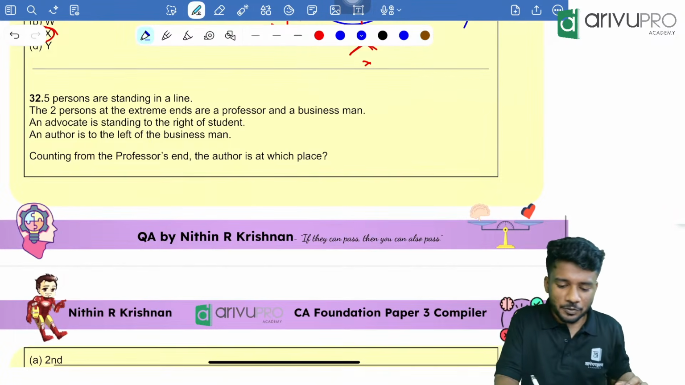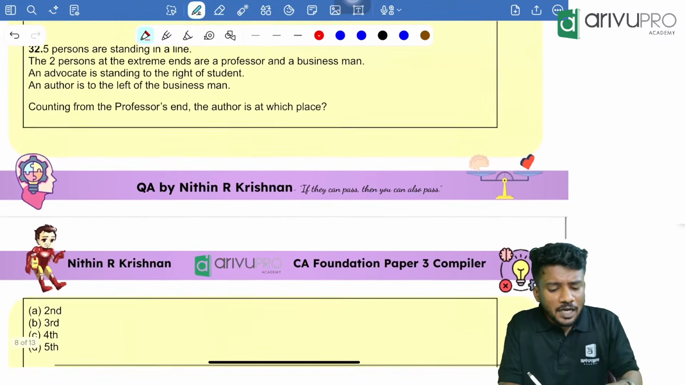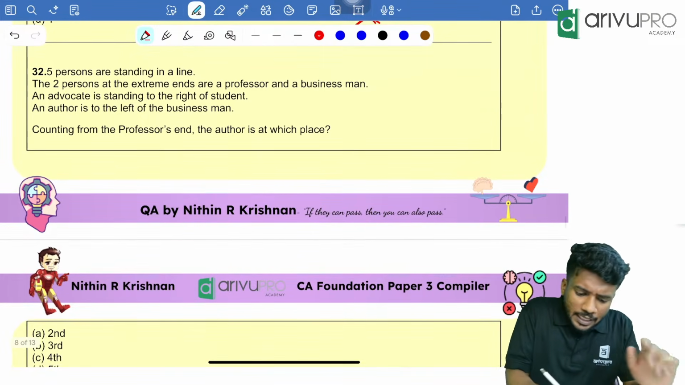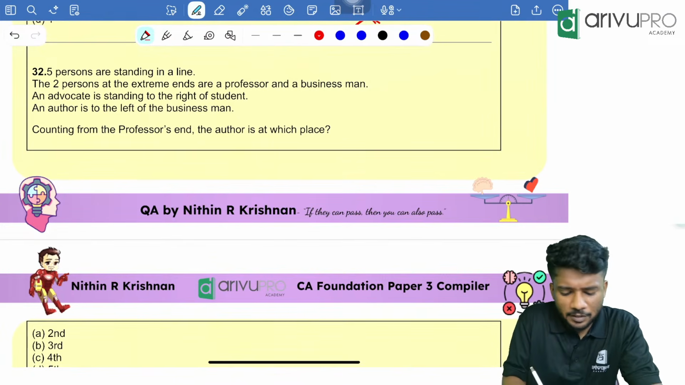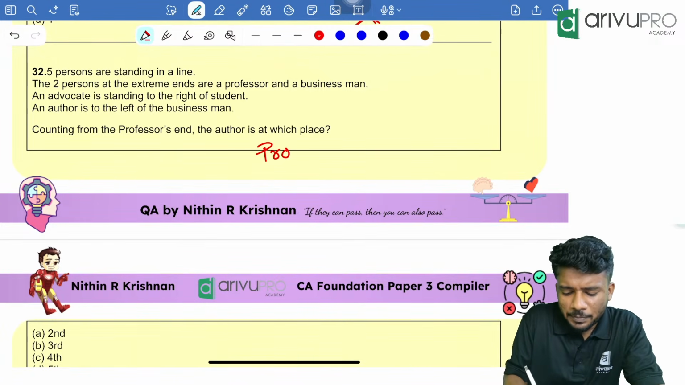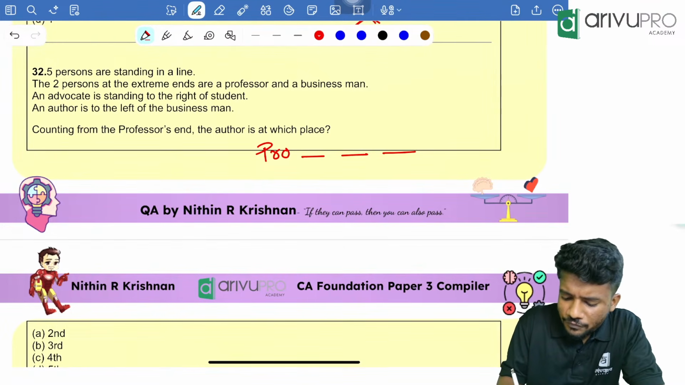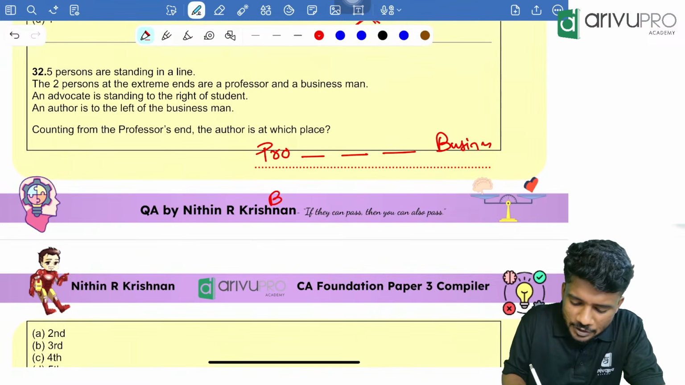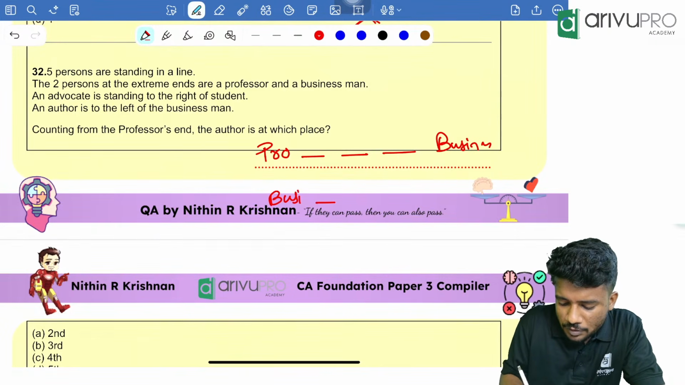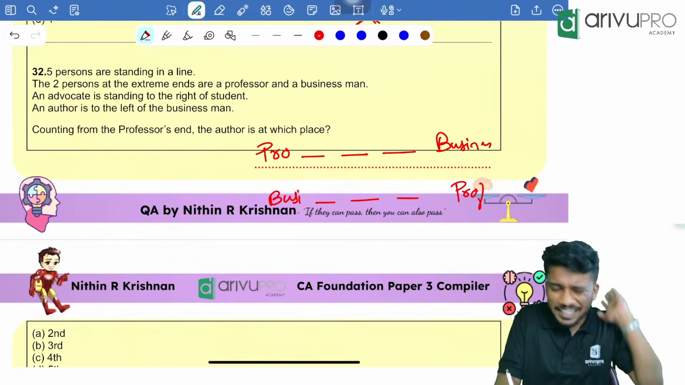Now, an MTP question. 5 persons are standing in a line. The 2 persons at the extreme ends are professor and businessman. In total, how many people are there? 5 people. Professor is here: 1, 2, 3, 4, 5. So businessman is over here. Or I'll take businessman over here, and professor over here. 2 ways I can take.